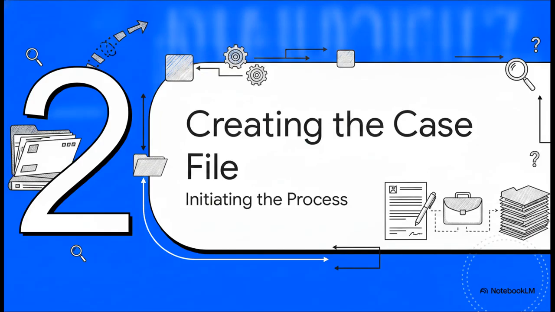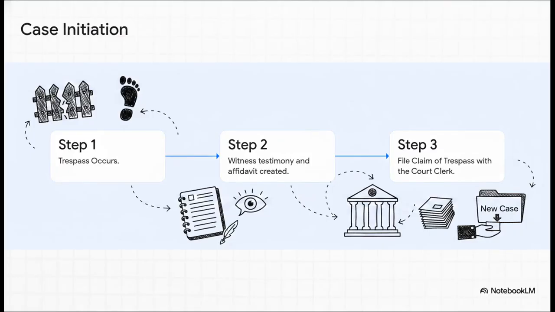Moving on to part 2, creating the case file. Now that we know why records matter so much, the next logical step is learning the precise procedures for building a brand new case file from scratch. The source material actually outlines an explicit 3-step procedure for initiating a case. Step 1, a trespass occurs.